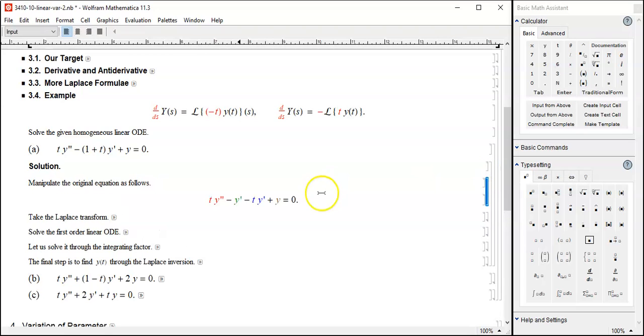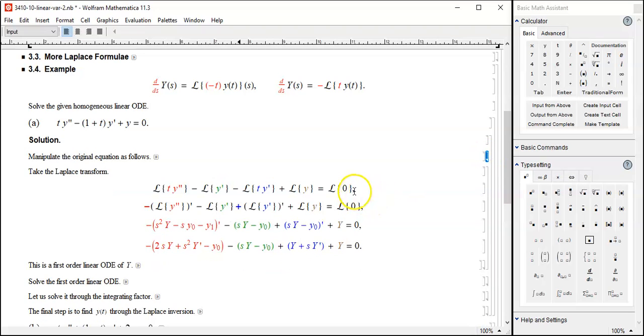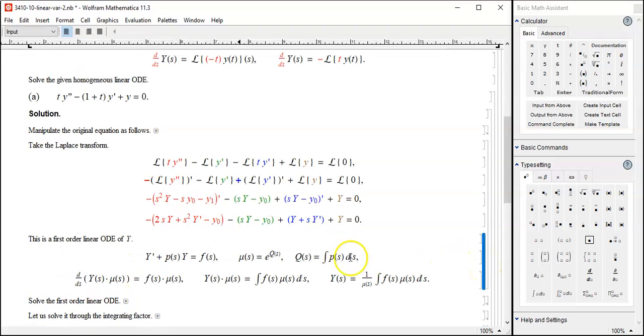Okay, we went through this, broke it up, and we took the Laplace transform. We did all these. We are down here, and this is a first order linear ODE of capital Y. So how do you solve that? Somehow we'll have to express it in a standard form: capital Y prime plus P of s times capital Y equals F of s. And then we get the integrating factor, mu, which is e to the Q power, where capital Q is the antiderivative of P.